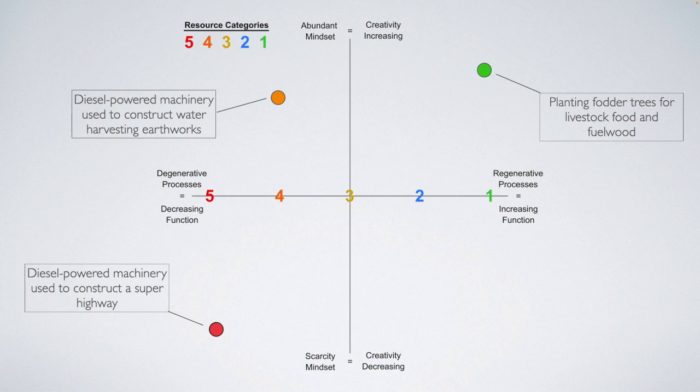Fodder trees, when regularly browsed or cut, resprout and renew themselves. There are actually pollarded fodder trees in the British Isles that are well over 1,000 years old, and they're still going strong. They regenerate year after year, which means they're increasing with modest use. That means they're a category 1 resource.